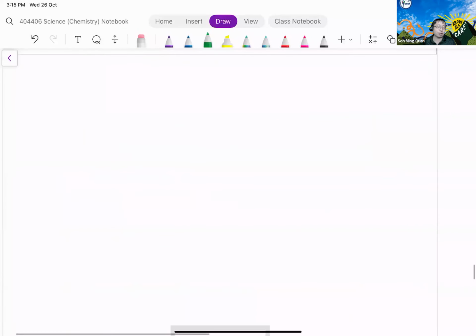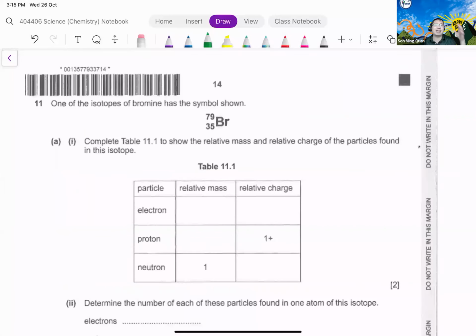Question 11 is one of those questions that I'm sure students will immediately laugh when they see the paper, because it's so easy, right? If you look at A part 1, you just needed to write the mass, the relative mass, and the relative charge of electrons, protons, and neutrons. These are things that you have learned even in Sec 1. However, the simpler the question is, the more likely you are to be complacent. So don't be complacent. Some of you actually know the answer, but you wrote the answer in the wrong column or the wrong row.